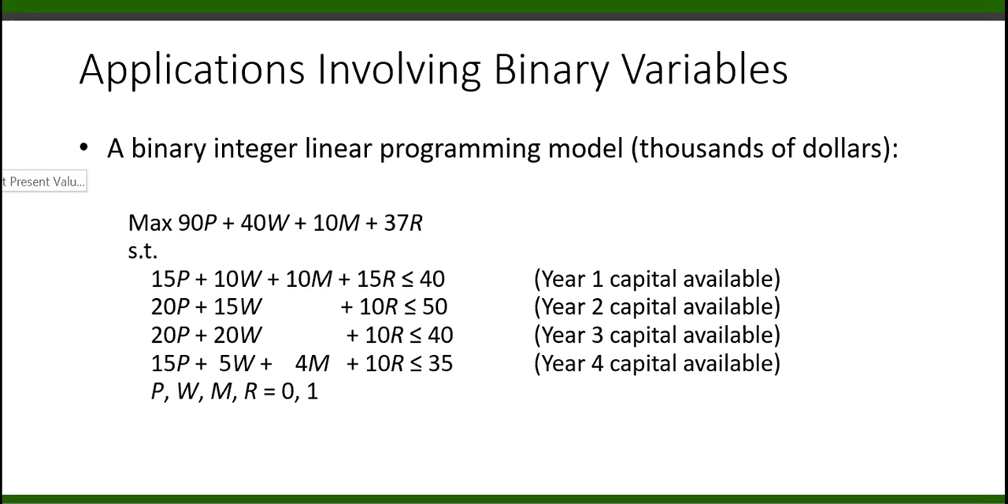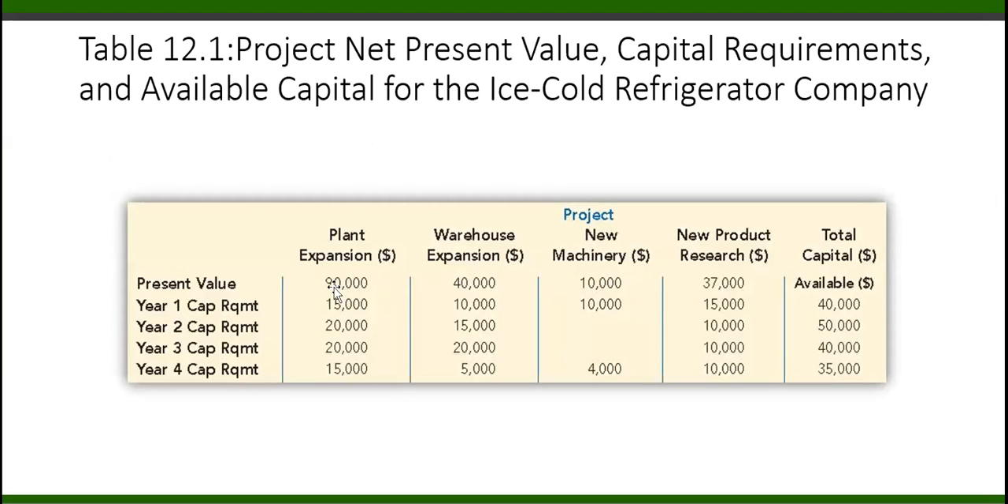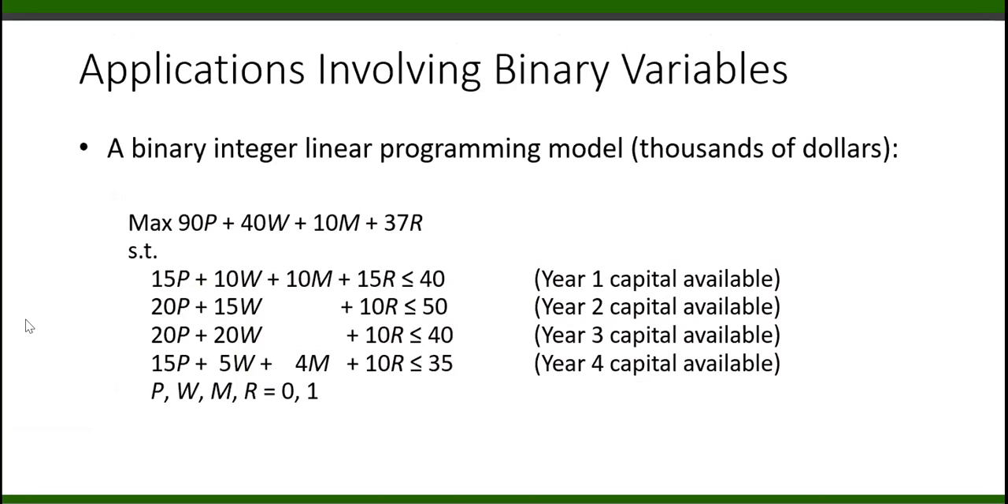So 90, let me go back to the table here. 90,000 was the present value of plant expansion. So you get this, this is going to be realized if you invest in plant expansion. When you multiply 90,000 by P, P can be either 0 or 1, right? If P is 0, this is going to go away, so you don't get any present value out of that. If you invest in plant expansion, P is going to be 1. So 90 times 1, 90 is going to be realized in present value, and so on.